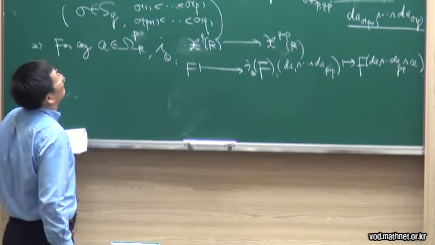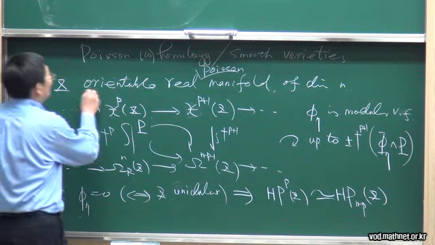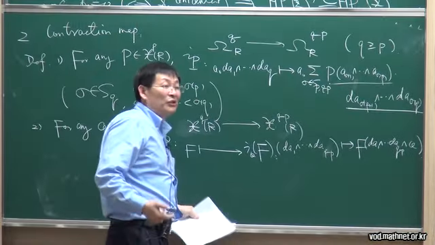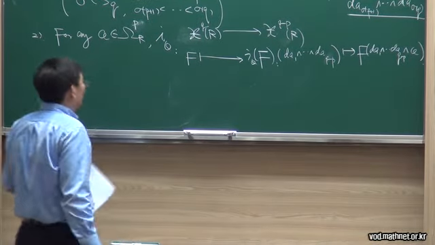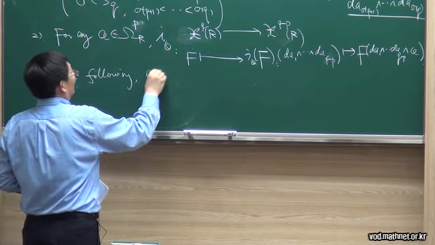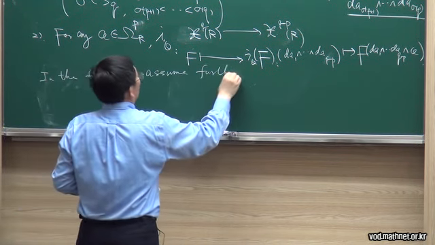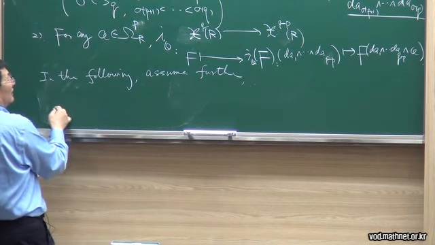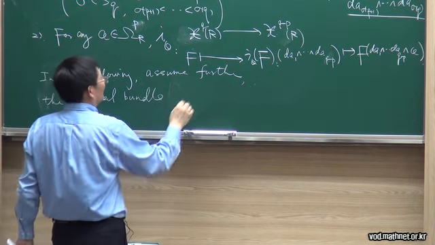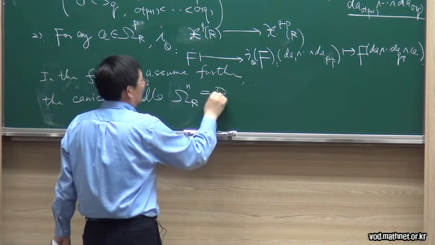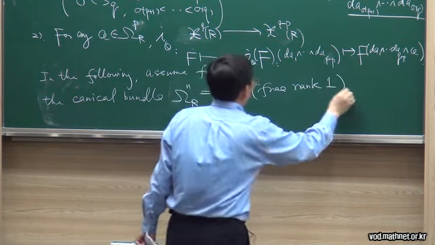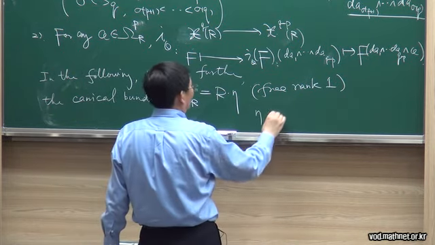And in the geometry case, we need this condition orientable. That means the canonical bundle is trivial. So I need another assumption. In the following way, I assume further the canonical bundle omega nr is trivial, is free of rank 1. And eta is called the volume form.